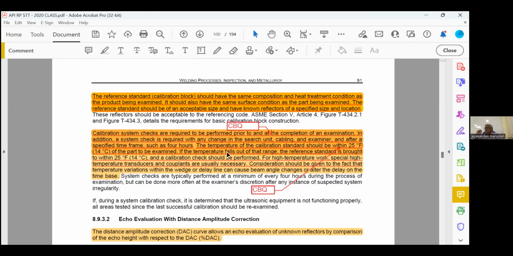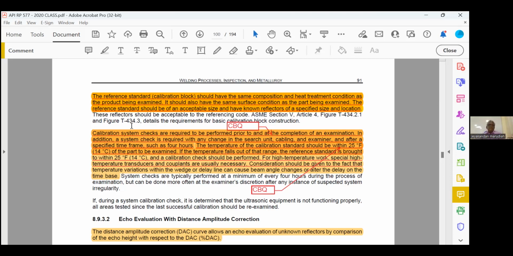Which of the following does not require calibration recheck? Option A, change of the operator. Option B, change in ambient temperature. Option C, change in cable. Option D, change in search unit. Which is the answer? Ambient temperature. Change in temperature will not require recalibration, because if you start in the morning, as the day goes on, the ambient temperature will continuously change. But we will not check the calibration for that.